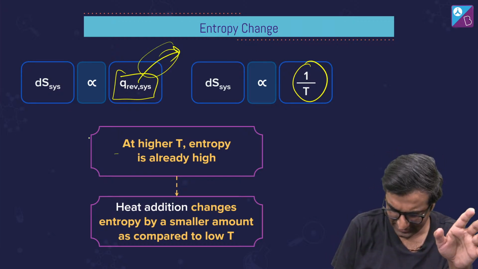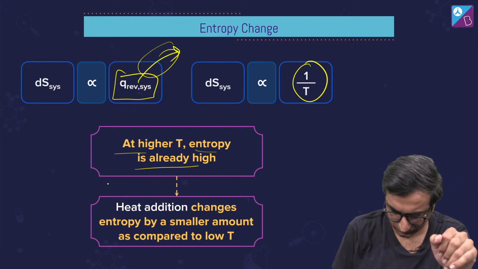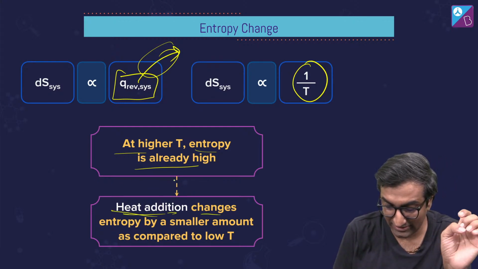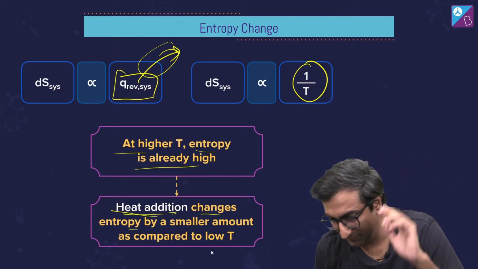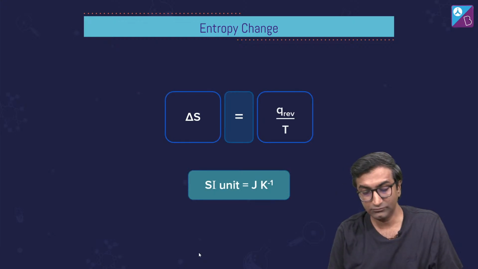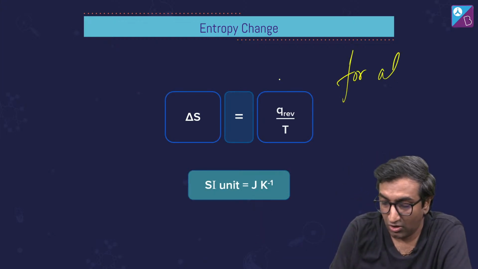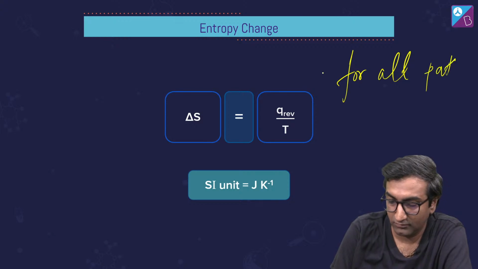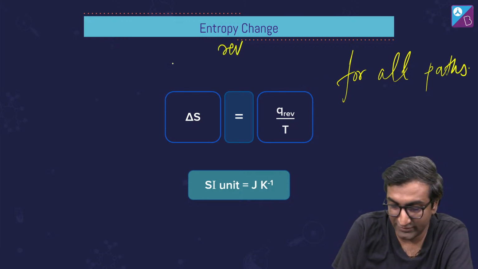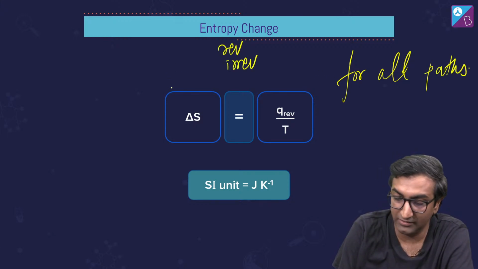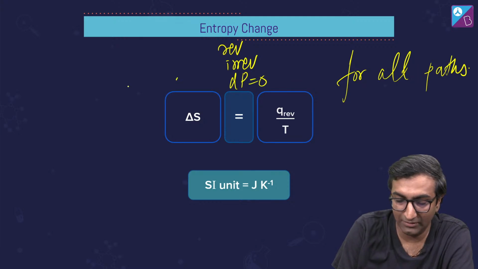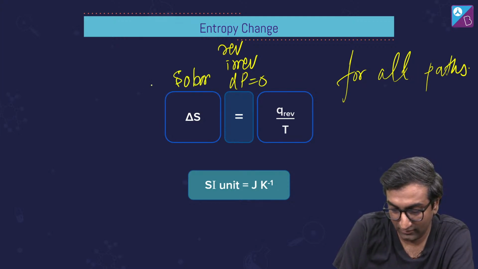So in words, at higher temperature entropy is already high. Heat added changes entropy by a small amount as compared to lower temperature. ठीक है. So we define delta S is Q reversible by T for all paths. What is a path? Reversible is a path. Irreversible is a path. dP equal to 0 मतलब isobaric, that is a path. ठीक है.